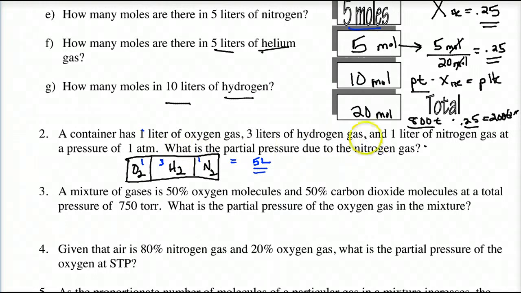Okay, what's the partial pressure due to nitrogen gas? Now, I can do a mole fraction, but I can do a volume fraction. Isn't volume proportionate to moles here if the conditions of temperature and pressure are equal? If you say yes, I say yes, we all say yes. Of course, volume is equal to moles times that constant.